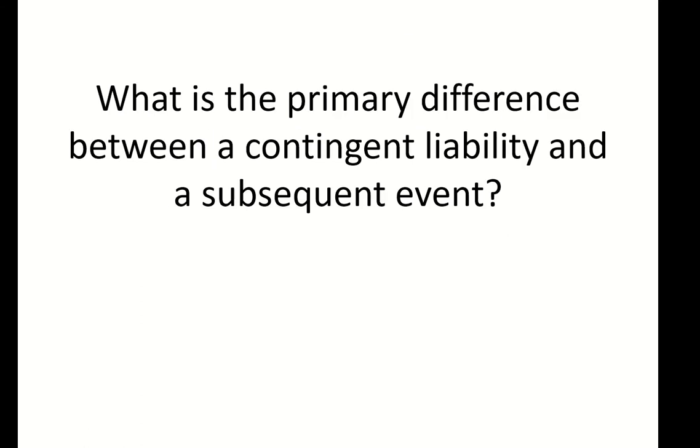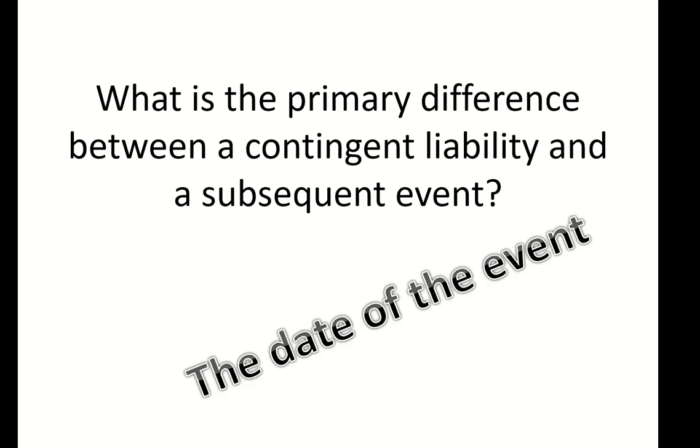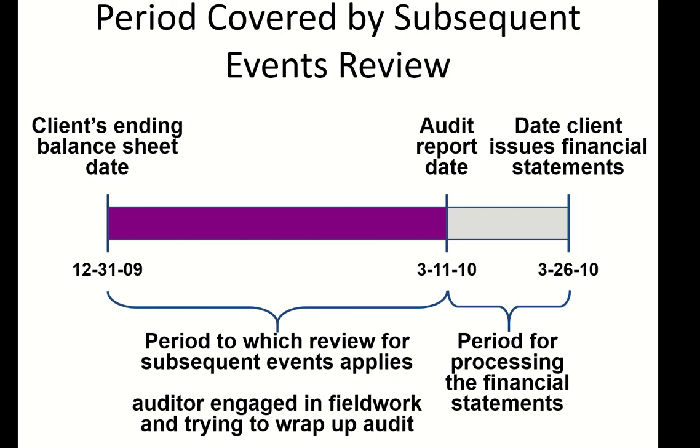What's the primary difference between a contingent liability and a subsequent event? And so a contingent liability is before year end, a subsequent event we normally discover after year end, and so the date of the event is the problem. And so I'll go into the next video about timing and dual dating.